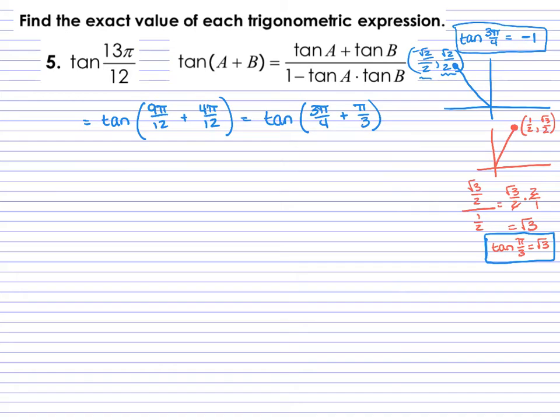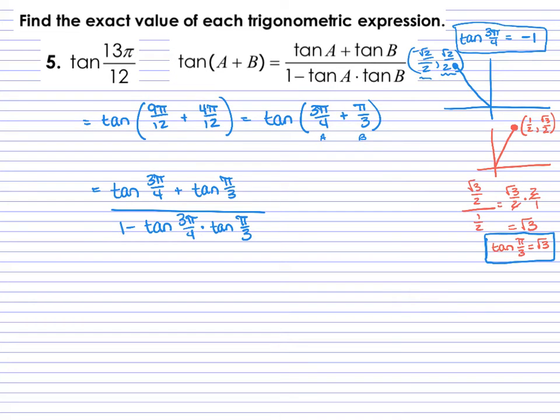So now let's put this into our formula that we have at the top and see what we can find. So we've got the tangent of a plus b. A is my 3 pi over 4, pi over 3 is my b. So this is going to be equal to the tangent of a, so the tangent of 3 pi over 4, plus the tangent of b, or the tangent of pi over 3, over 1 minus the tangent of a, which we said was 3 pi over 4, times the tangent of b, the tangent of pi over 3.